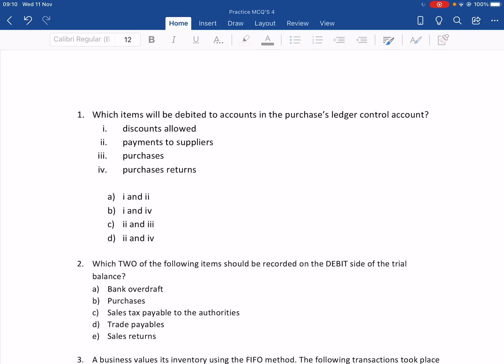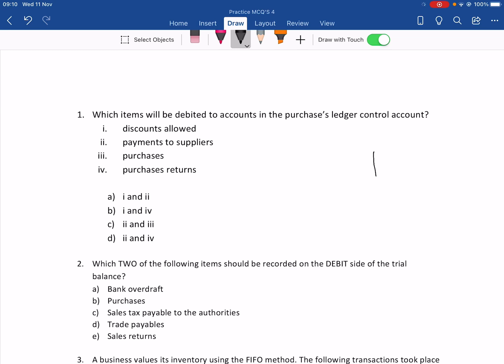So it said this: which items will be debited to the accounts of the purchase ledger control account? Okay. So one of the things that we've done in the past is we've done the sales ledger control account. This one is the purchase ledger control account. I went through it briefly in class the other day. So this is the purchase ledger control account.